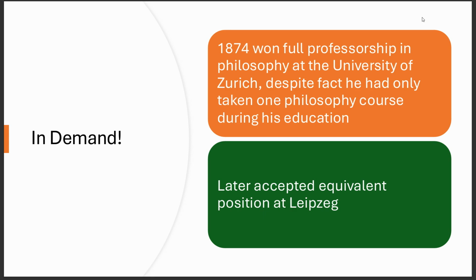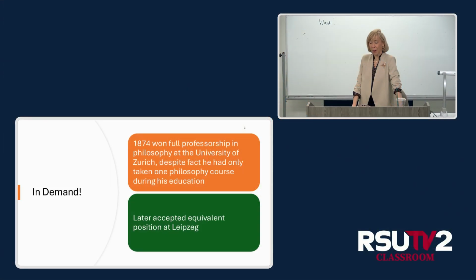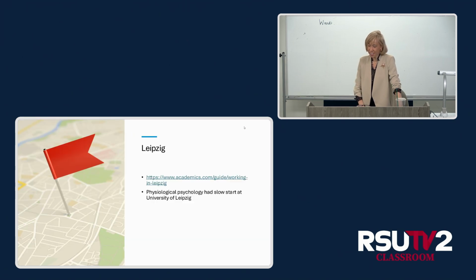He won a full professorship in philosophy at the University of Zurich, despite the fact he only took one philosophy course during his education. And he later accepted an equivalent position at Leipzig. And on this next slide, if you want to look at the university, you can do that. It's very pretty.